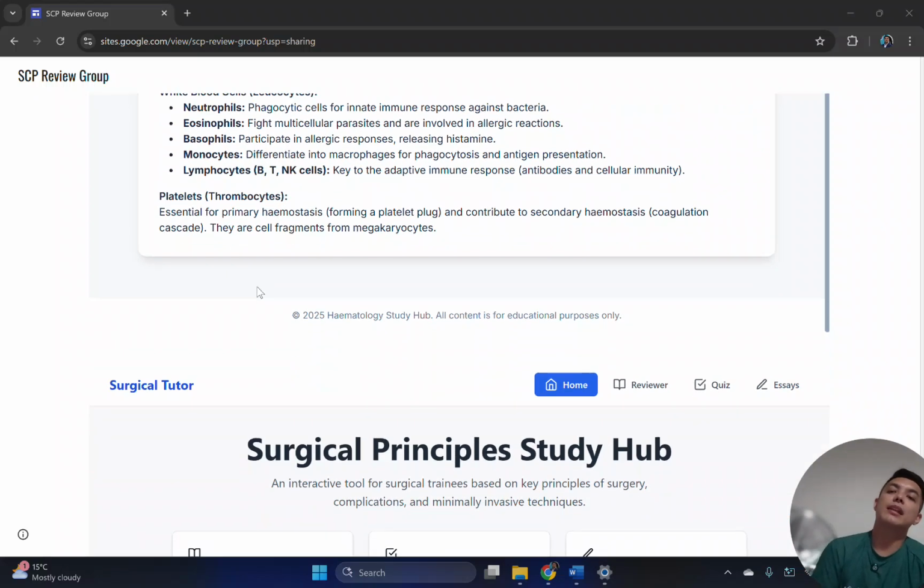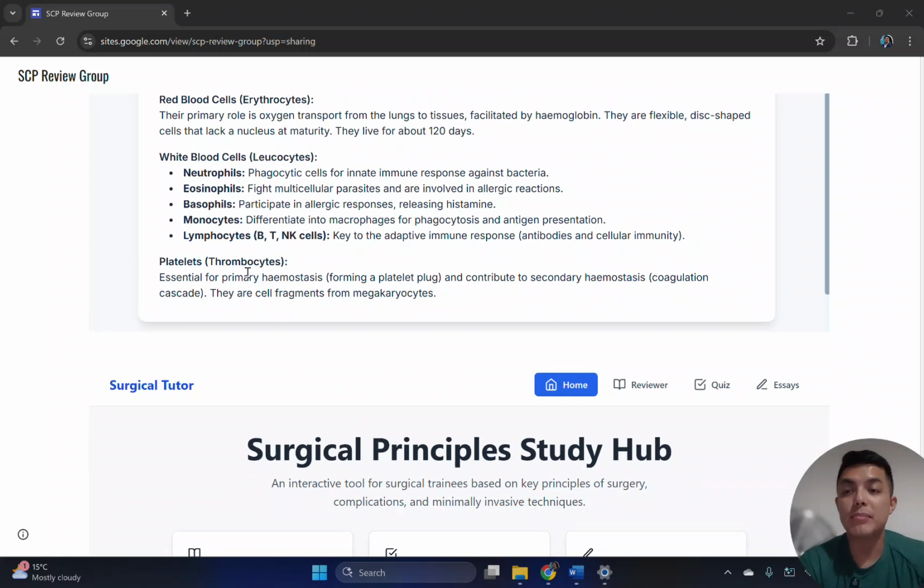And let's look at leukocytes or white blood cells. First one is the neutrophils. These are phagocytic cells for innate immune response against bacteria. Next is eosinophils. They fight multicellular parasites and are involved in allergic reactions. Basophils participate in allergic responses, releasing histamine.